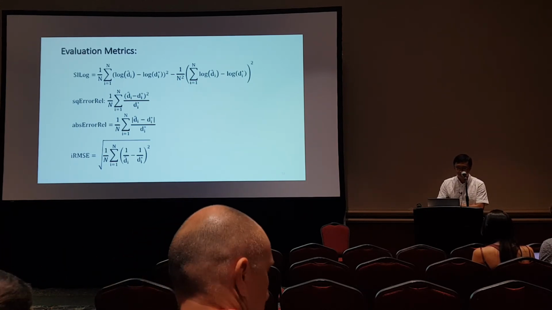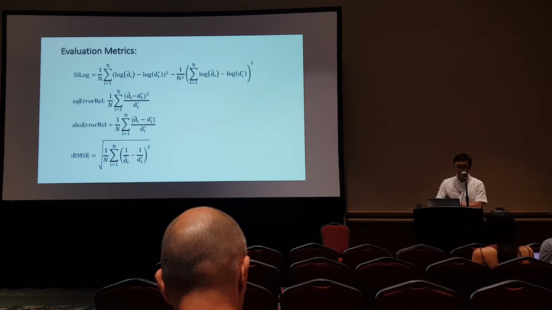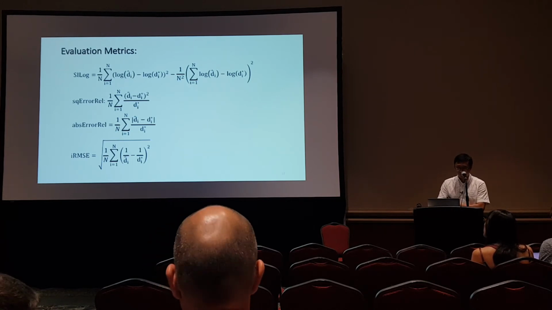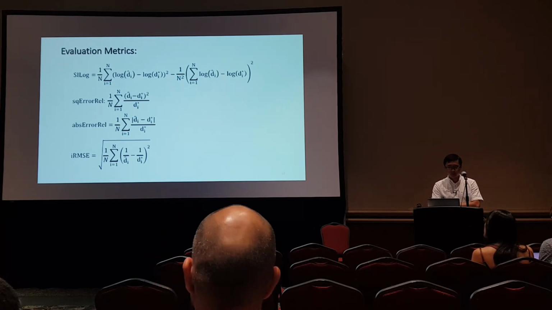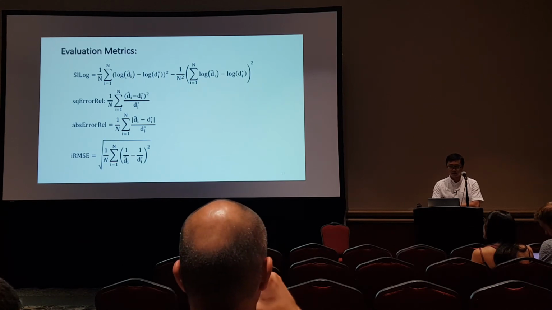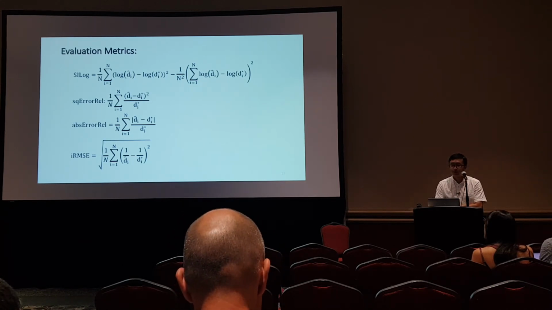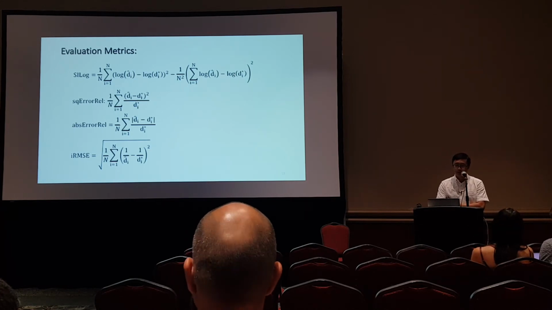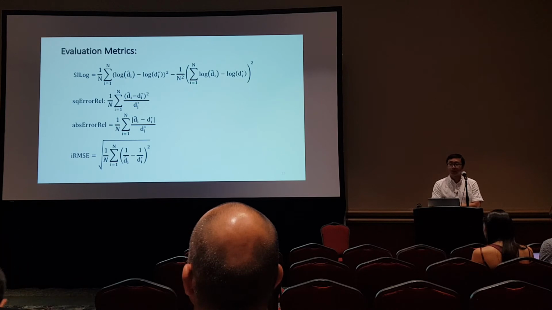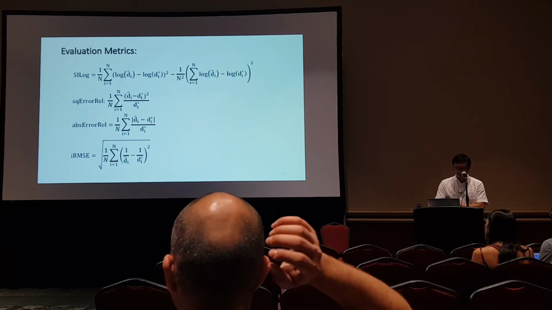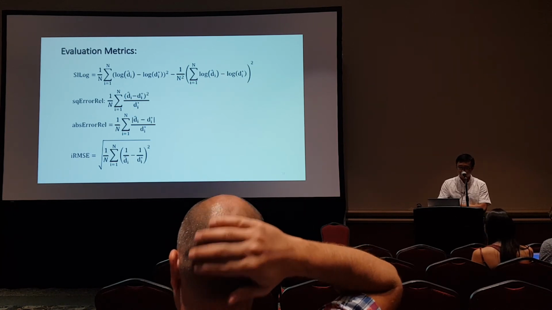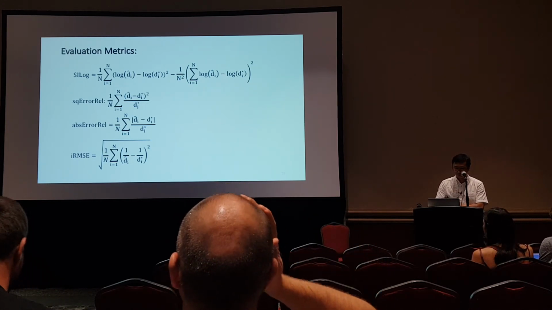Now I'm going to present some results. We evaluate the method using 4 metrics. The first one is the scale-invariant log loss. It's basically the MSE loss in the log space, with some correction for the bias in the estimation. The second and third ones are relative square error and relative absolute error. The last one is the inverse RMSE. We first take the inverse of the depth values and then calculate the root mean square error.